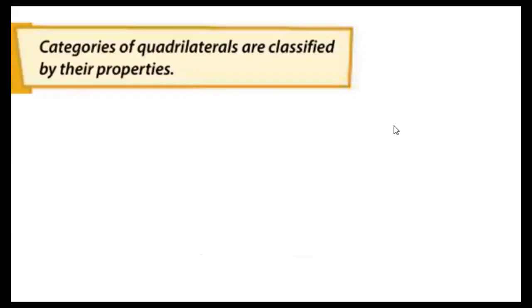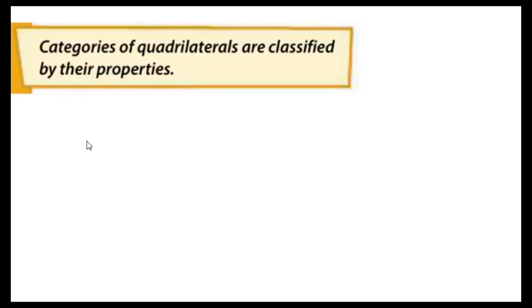Categories of quadrilaterals are classified by their properties. We said we are going to handle 4-sided shapes. So each shape we are going to learn today will be formed of 4 sides. And this is the meaning of quad. As I told you, in the Latin language, it means number 4.